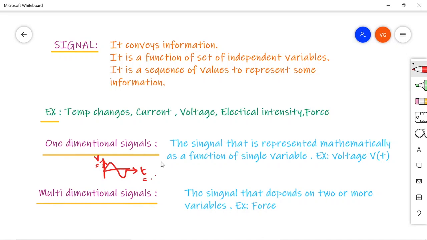Coming to multidimensional signal, an example is force. Force is a function of mass and velocity, right? As you know, force is equal to ma. It depends upon mass and also velocity. As it is depending upon these two independent variables, force is defined as a multidimensional signal.